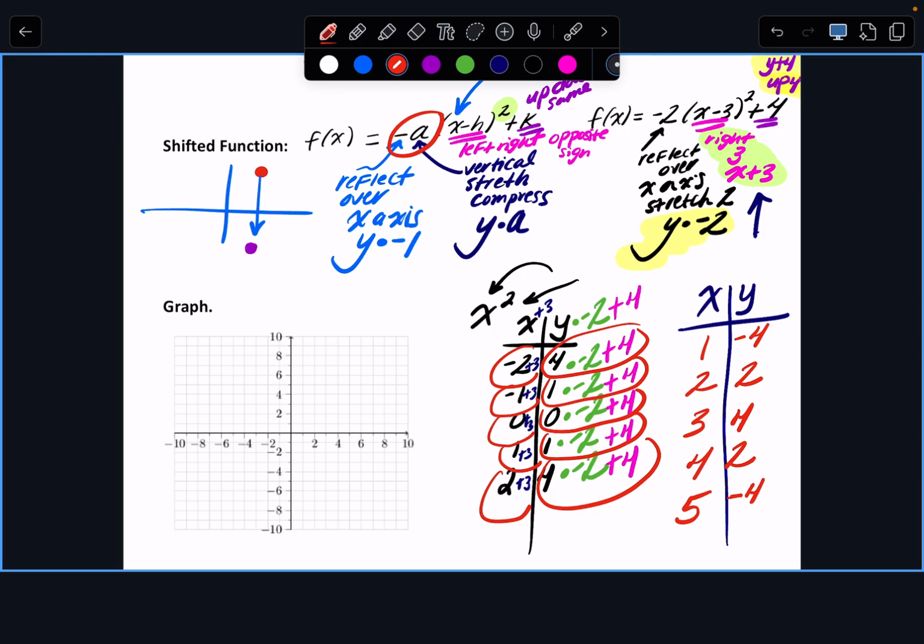Now when I go graph these, I better have a U shape or I've messed up because I know that a quadratic is a U shape. So we're going to go over 1, down 1, 2, 3, 4. Over 2, up. Wait, did I do that right? Nope, I didn't. Over 1, down 4. Over 2, up 2. Over 3, up 4. Over 4, up 2. And over 5, down 4. And when I connect it, you should be able to make sense of your answers.